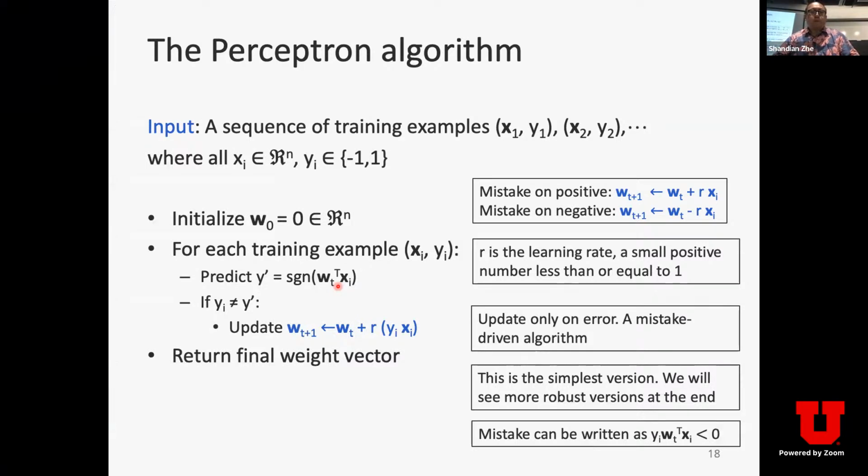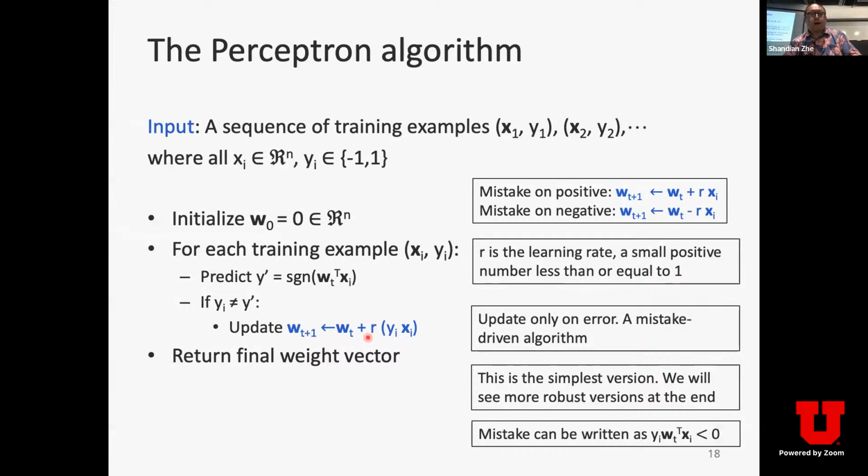Then, if your prediction is correct, what shall we do? Nothing, right? That means if your current classifier can correctly predict the incoming training example, that's fine. You don't need to do anything. We only update our model when you make a wrong prediction. So that's why you have this if condition. If your prediction is different from the true label, you're going to follow this rule to update your weight vector.